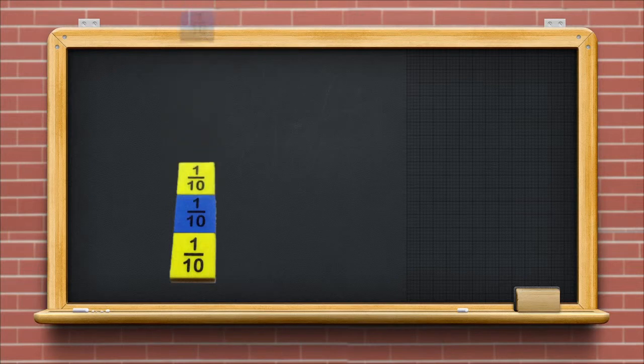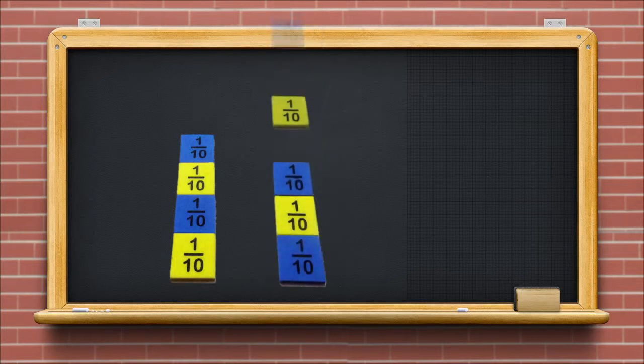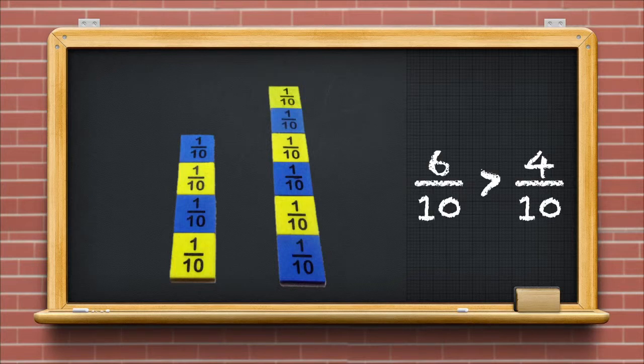Take 4 1 upon 10 strips and place them in a straight line. You do the same using 6 1 upon 10 strips. Students will observe that 6 1/10ths or 6 upon 10 is greater than 4 1/10ths or 4 upon 10.